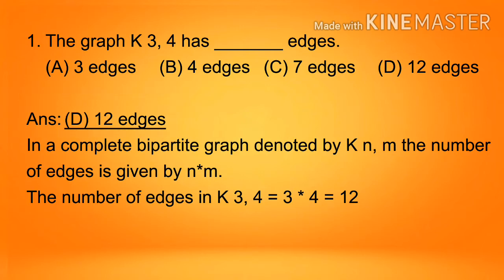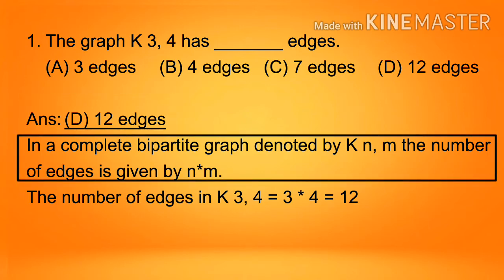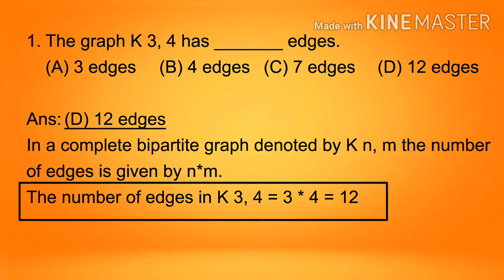In a complete bipartite graph denoted by K(n,m), the number of edges is given by n into m. So, the number of edges in K3,4 is equal to 3 into 4, which is equal to 12. Therefore, the answer is 12 edges.